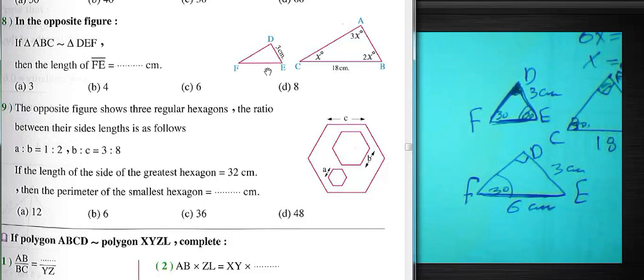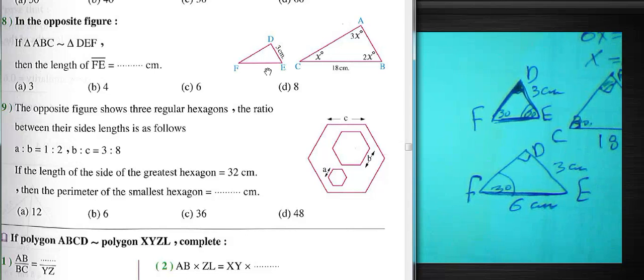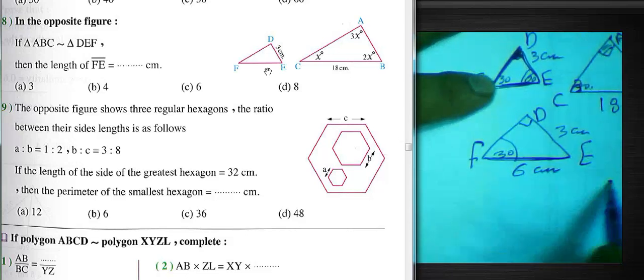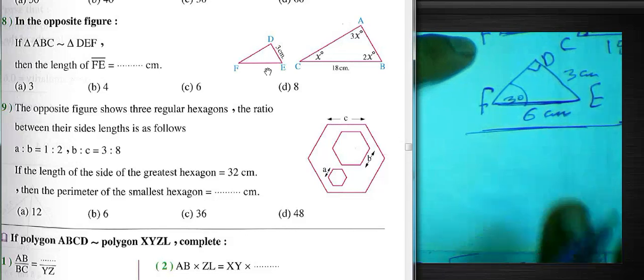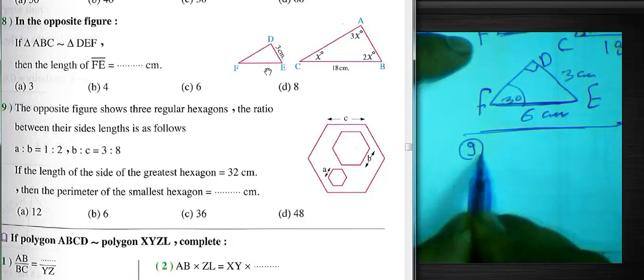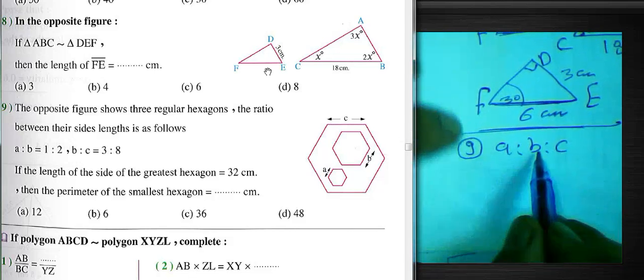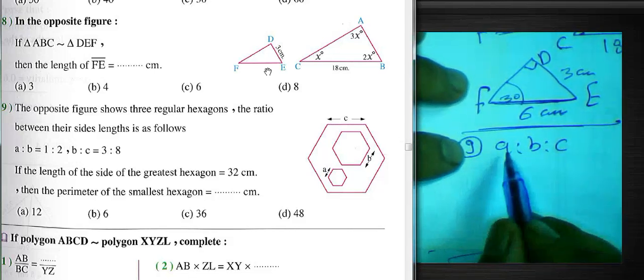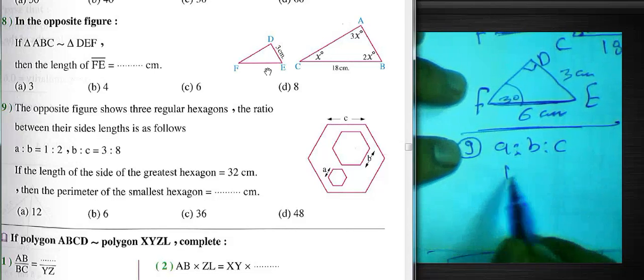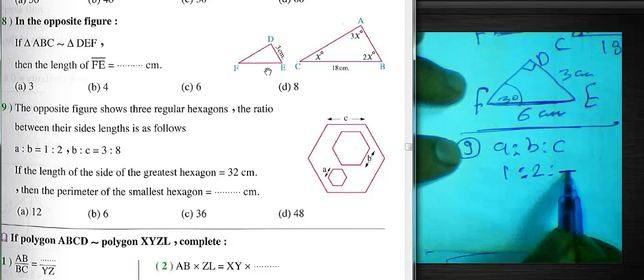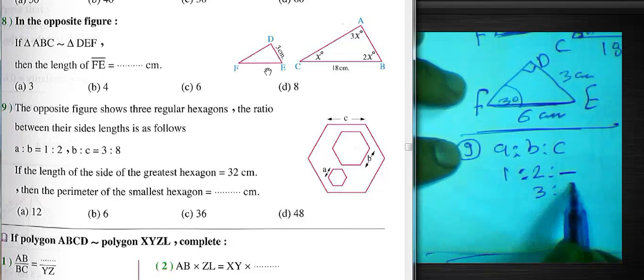Okay, question number 9. The opposite figure shows 3 regular hexagons. The ratio between their side lengths is as follows: A to B to C. Look at this question, I will solve it here. It's a ratio between A and B and C. A to B is 1 to 2, and B to C is 3 to 8.